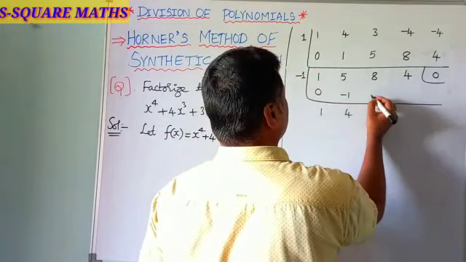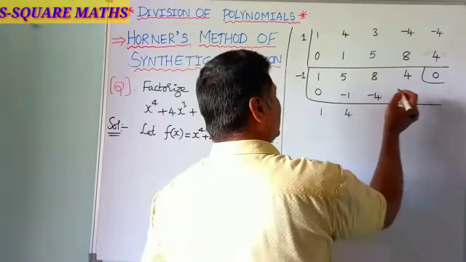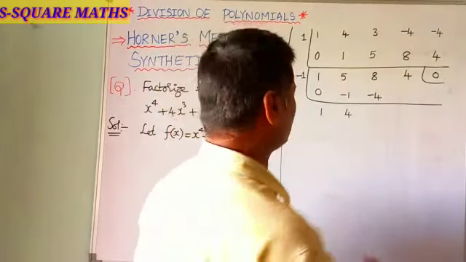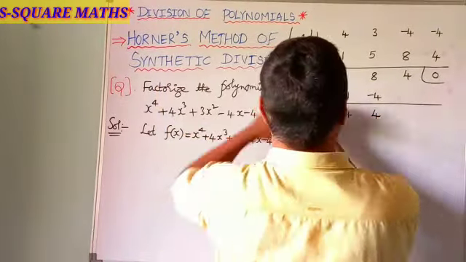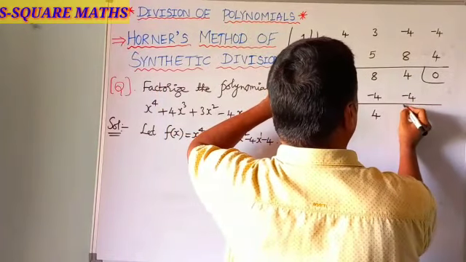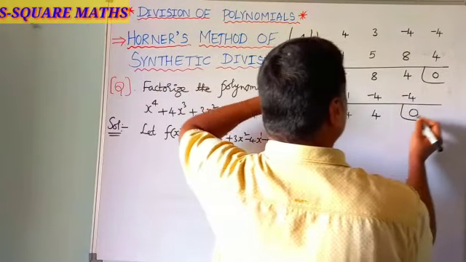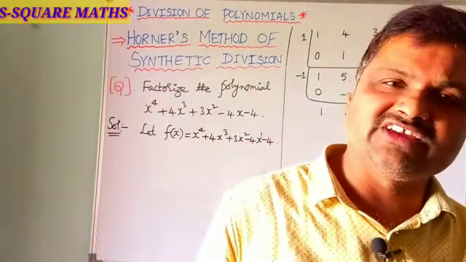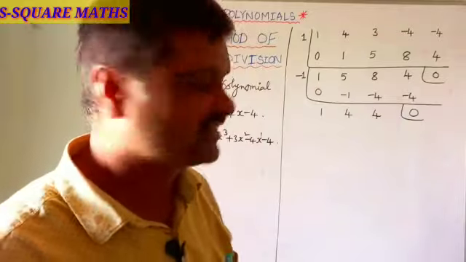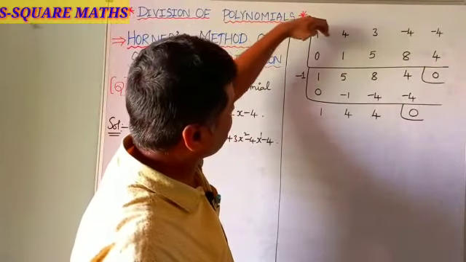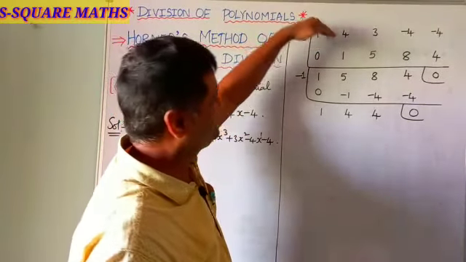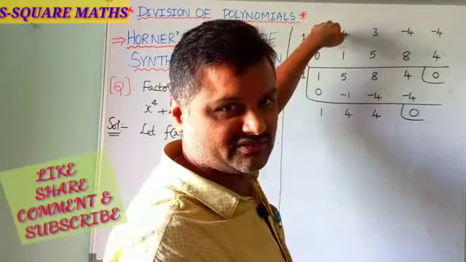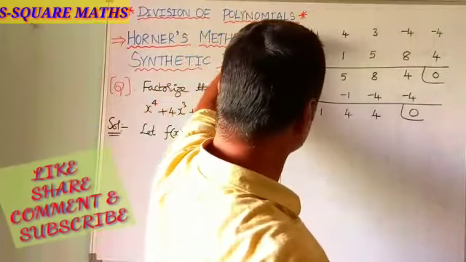4 into minus 1 is minus 4. Again 8 plus of minus 4. So, 8 minus 4 is 4. 4 into minus 1 is minus 4. And here again the remainder is 0. Since the remainder is 0, minus 1 is the 0 of the polynomial f of x and x plus 1 is a factor.